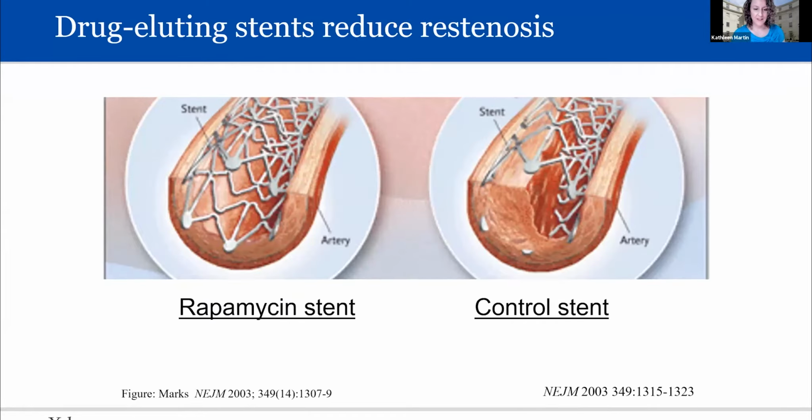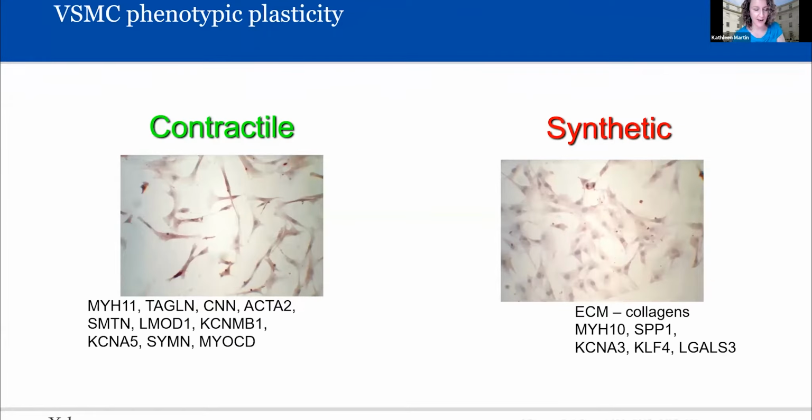Now, our lab has studied the drug-eluting stent agent rapamycin. This mTOR inhibitor is a highly effective drug that inhibits smooth muscle proliferation, but also promotes a healthy differentiated phenotype. This is a cartoon from the first-in-man trial where this very effectively inhibited restenosis in human coronary arteries. So we're very interested in the mechanisms of rapamycin action.